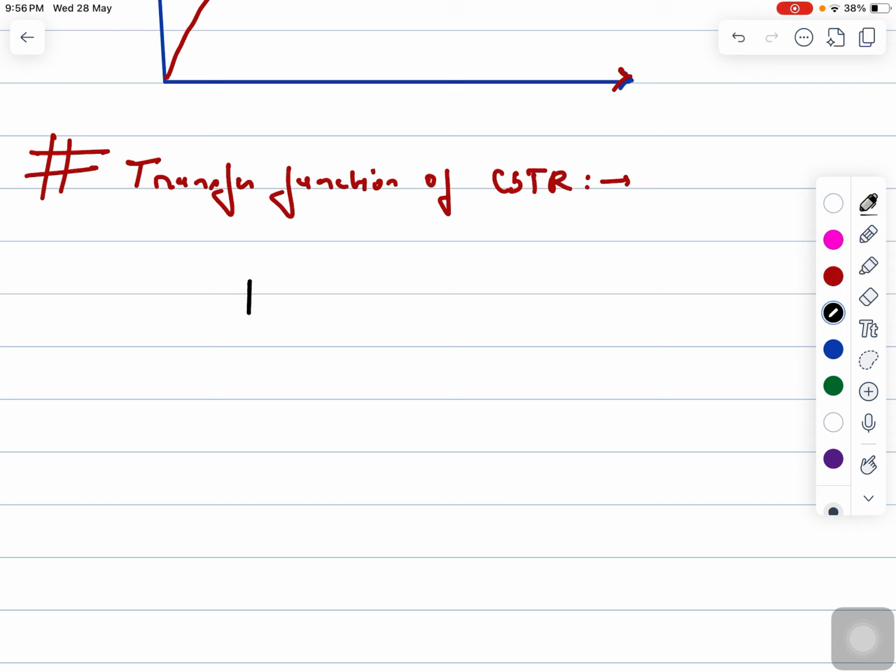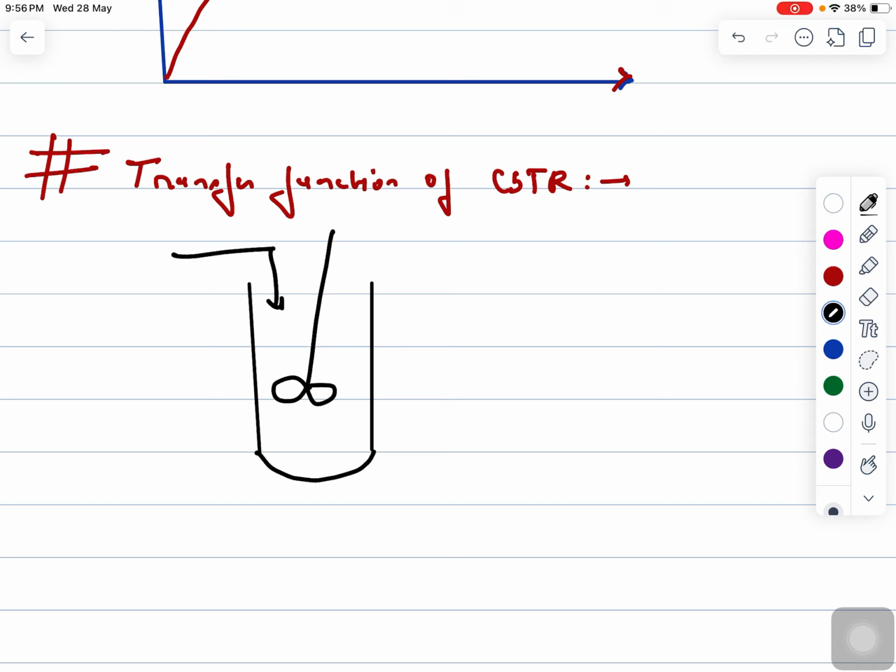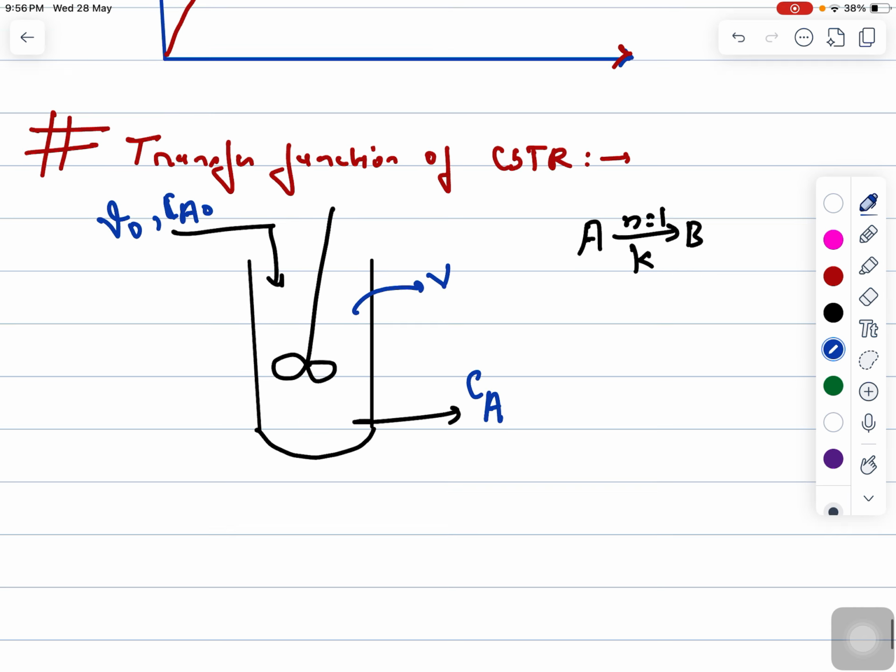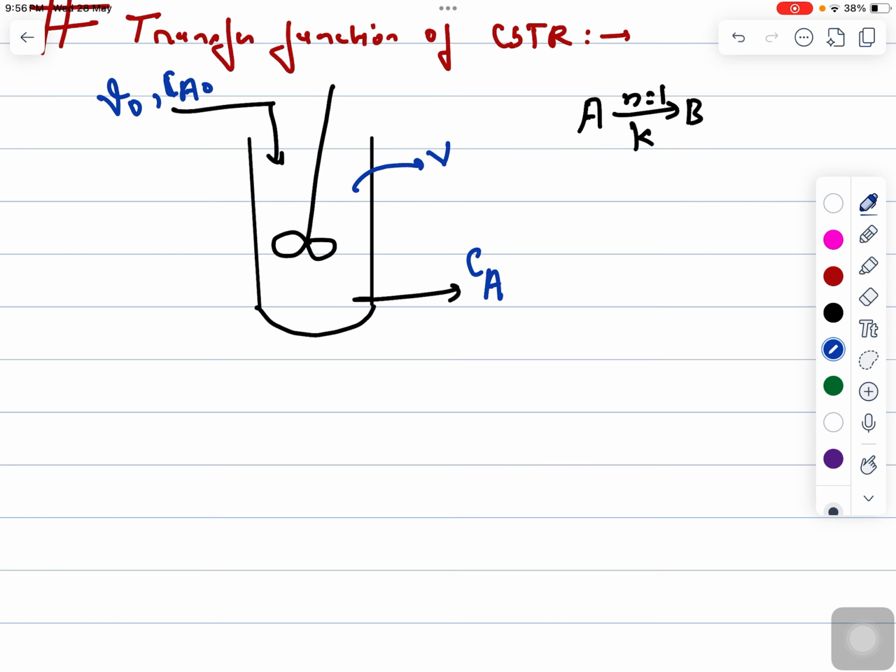So let's say you have this CSTR, right? And there is an inlet and there is an outlet, right? So I'm assuming the volume of the CSTR is V, the volumetric flow rate is v naught, and the initial concentration of reactant is Ca naught. So I'm assuming a reaction A is getting converted into product B, having order of reaction n and rate constant k, right? So the inlet concentration I'm assuming is Ca naught and the outlet concentration is Ca. If I'm talking about the space time for the CSTR, tau can be written as V divided by v naught. So that is the volume of the CSTR divided by the volumetric flow rate.